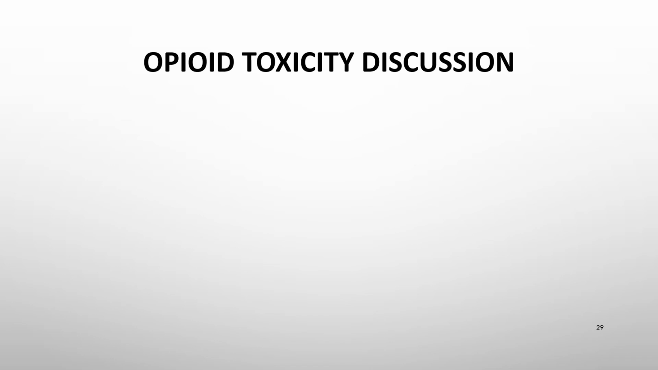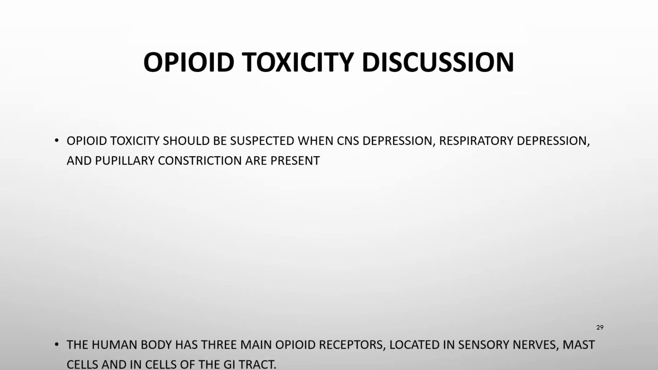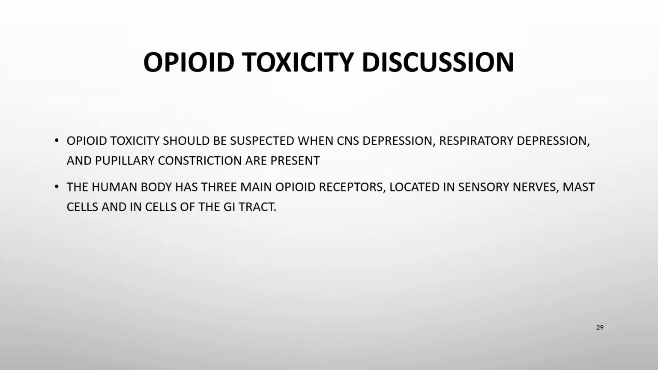Let's talk about opioid toxicity. When you think about opioid toxicity, I'm talking about the fact that with some patients, you may recognize certain symptoms. The most common symptoms you may see are what is known as CNS depression, respiratory depression, and constricted pupils. These are telltale signs of opioid toxicity. The human body has 3 main opioid receptors, and they are located in the sensory nerves, the mast cells, and the cells of the GI tract.